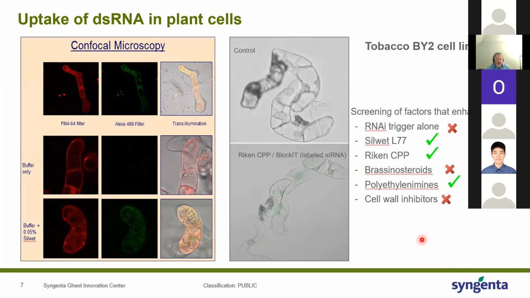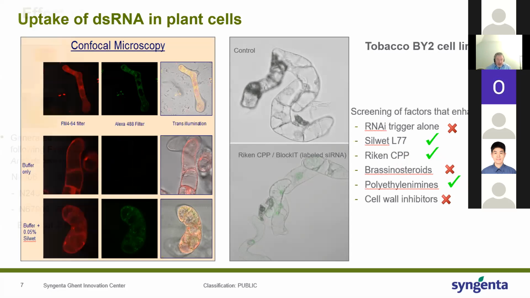Here we used fluorescent labeled double-stranded RNA. And if you just take, let's say, double-stranded RNA only, we could not see any uptake of double-stranded RNA in the plant cells. However, if you combine the double-stranded RNA with some uptake enhancers, like, for example, silhouette or a cell-penetrating peptide or polyethylenimine, we could see that double-stranded RNA could get inside the plant cell.